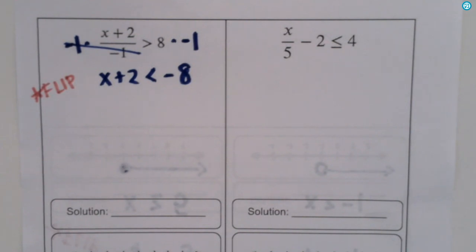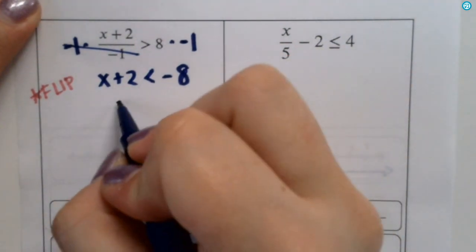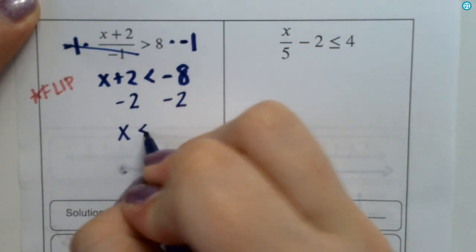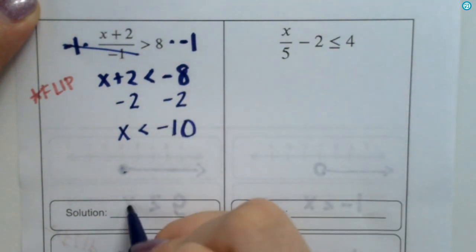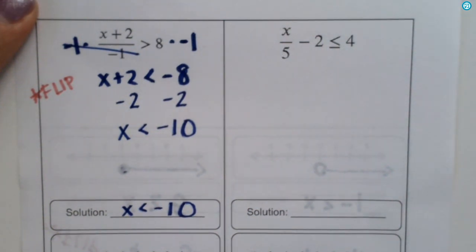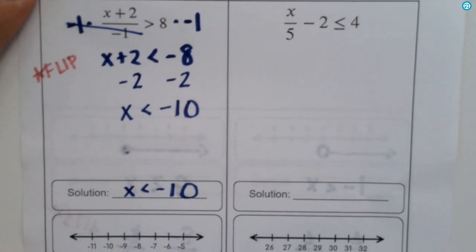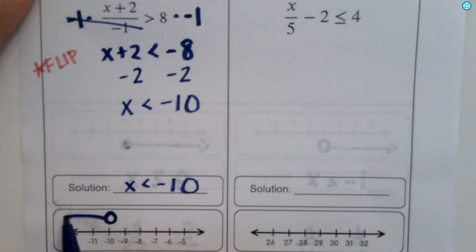Okay. Any questions on that one? No, I just haven't done the last step. Okay, we're going to subtract 2 from both sides then. And we get x is less than -8 minus 2 is -10. So I've got x is less than -10 as my solution. For a less than problem, we use an open circle and we draw our arrow to the left.